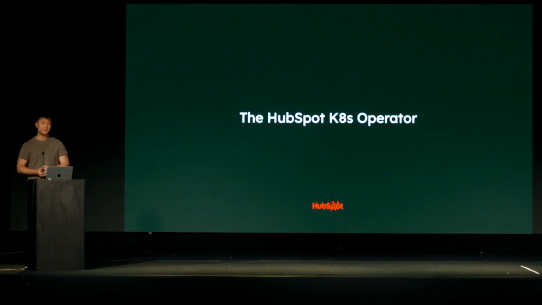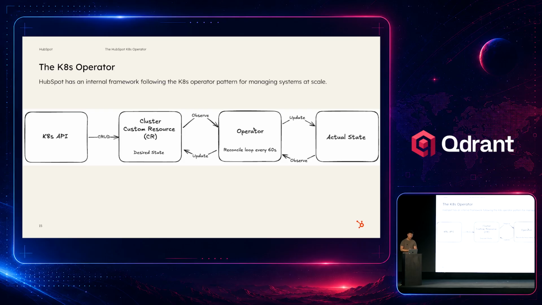So we migrated onto the Kubernetes operators pattern. Internally at HubSpot, we had a framework that follows the operator pattern. At its core, you define a custom resource, an object in the Kubernetes API, and then you're able to programmatically mutate the resources and the provisioning of the cluster.